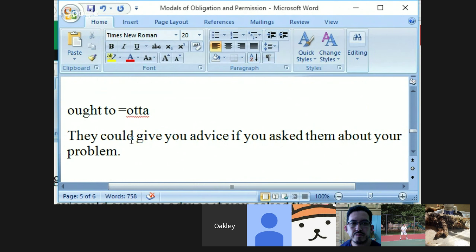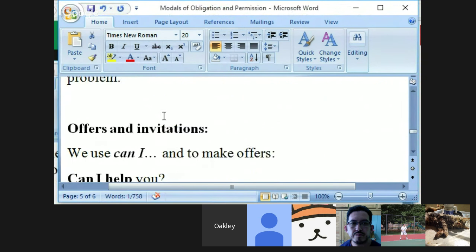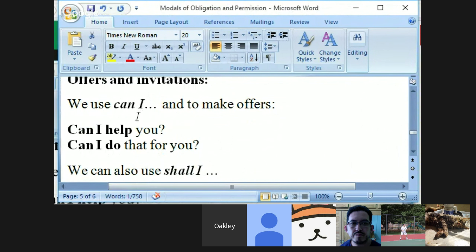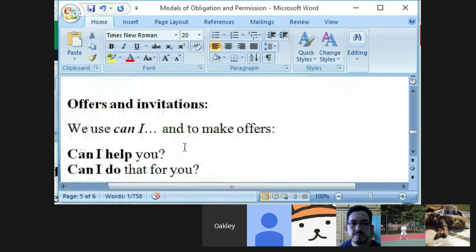Rather than saying kind of predictively something will happen, they would give you advice, you're almost saying maybe. It's a possibility they'll give you advice. So you got to be careful about using this form. You got to be careful about what you mean. You mean they will do it, or you mean there's a possibility they will do it?